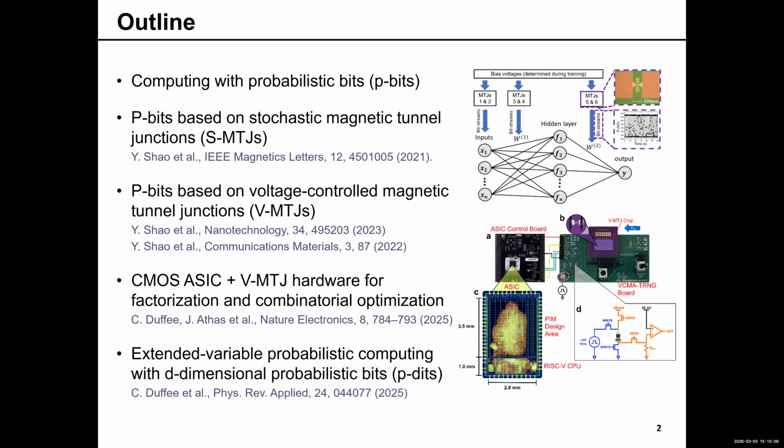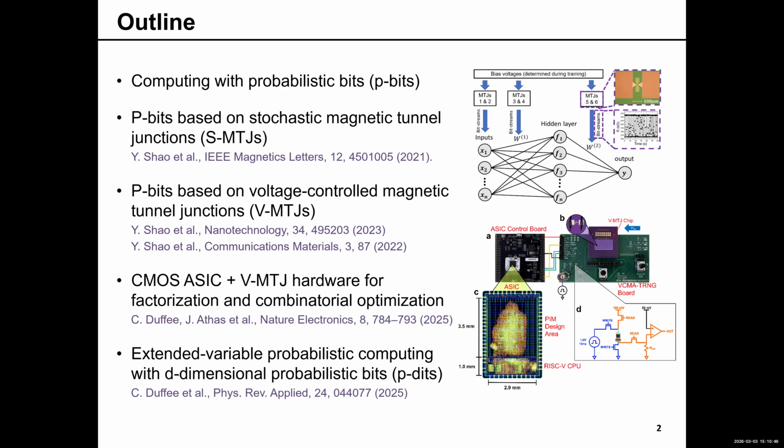I will use that example to show the limitations of that approach and why we are interested in using other types of more recently developed magnetic tunnel junctions. And I will highlight some work that we've done with what we call voltage-controlled magnetic tunnel junctions in particular, both at the device level in conjunction with software, and then I will show a CMOS ASIC that we designed and interfaced with some of these voltage-controlled magnetic tunnel junctions.